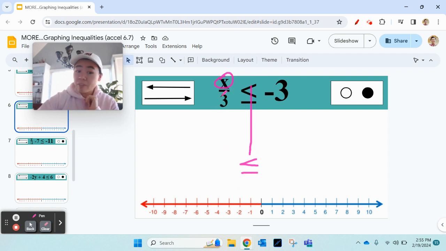This is x divided by 3, so I'm going to multiply 3 on both sides. 3 divided by 3 here. So what happens here, well, you multiply straight across and you end up with 3 over 3, which is still 1x. And -3 times a +3 is going to be a -9. Because this is less than or equal to, it has that equal to sign on the bottom. It includes that number, so we're going to show that with a closed point on -9. All the numbers that are less than, so we're going to the left.